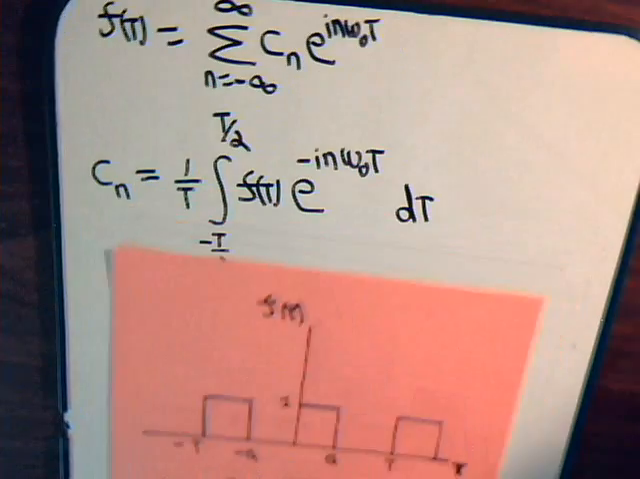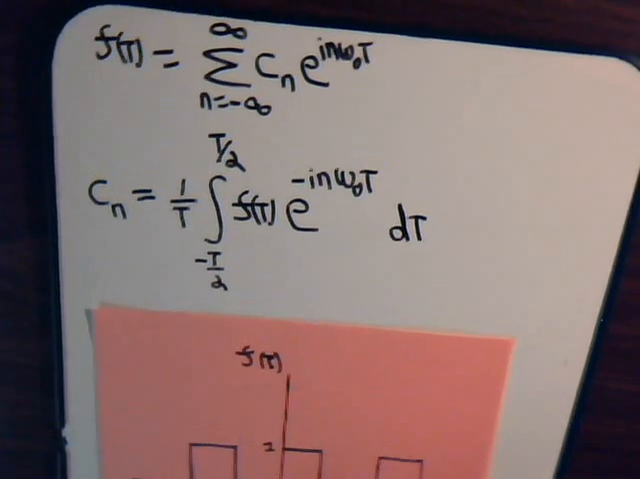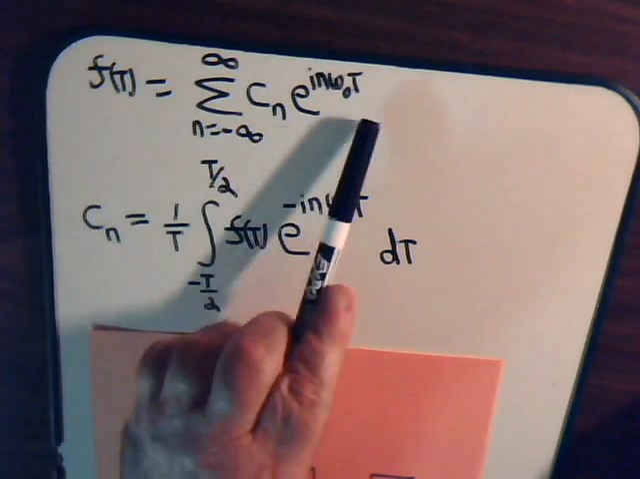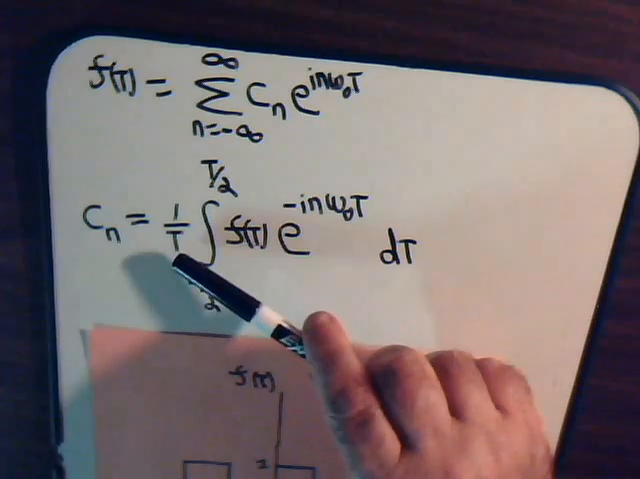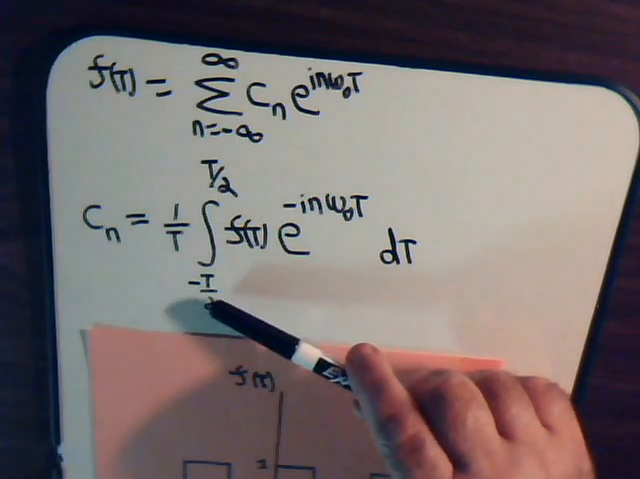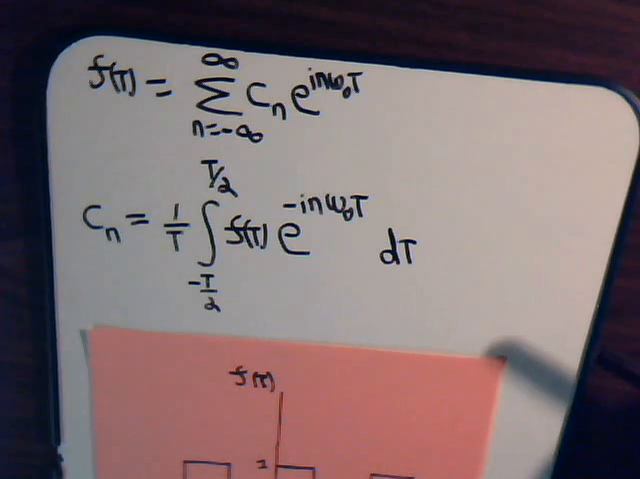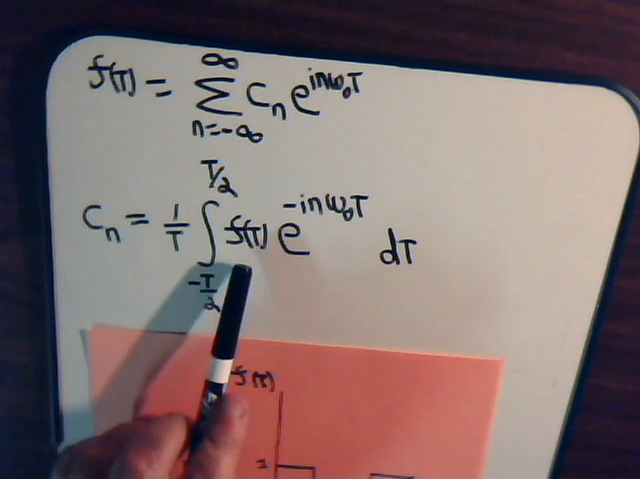So that involves these formulas. This one we had developed in video number 5 and its counterpart here. Now c sub n, we have the limits on the integral going from, of course this is the period, from minus T over 2 to plus T over 2, or if we want, we could have it going from 0 to plus T.